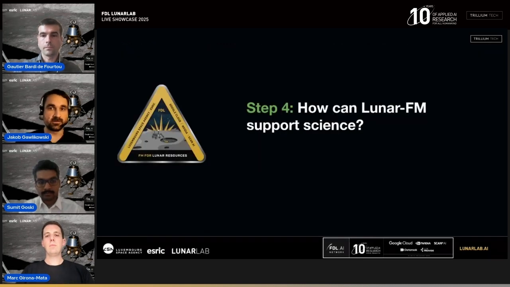Yeah, thank you, Gauthier. So Gauthier already showed you that our model is capable of providing general semantic understanding in form of correlations. However, of course, we want to go further. And especially when we ask ourselves the question that mainly drives us for this challenge, how can Lunar FM actually support science? And for this, let's consider titanium dioxide concentration on the moon.